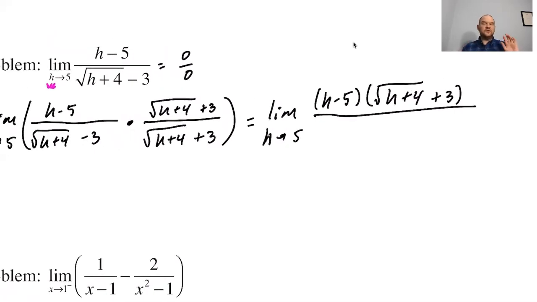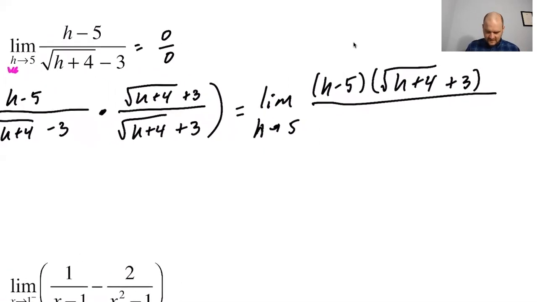H minus 5. All right, so then when you rationalize, you get a plus b times a minus b, which is a squared minus b squared. So in this case, a is radical h plus 4. So if I square that, I will get h plus 4. I'm going to put that in parentheses for really no reason. And then minus 9.